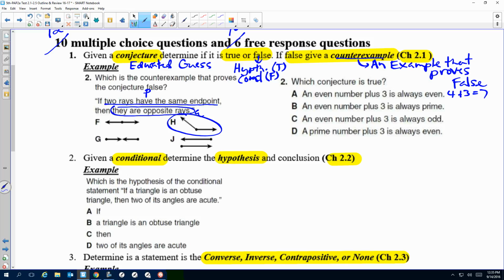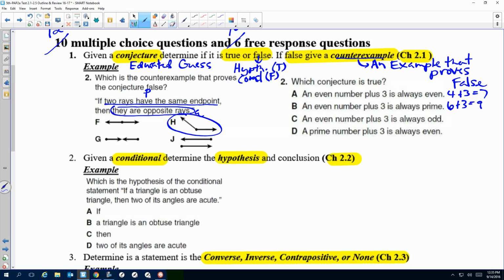That's not even. Okay, B, an even number plus 3 is always prime. Prime means it's only divisible by 1 and itself. Okay, that's false as well. Do you have an example? Not 9. I'll give you 12. Or 6 plus 3, okay. 6 plus 3 is 9, and 9 is not prime.